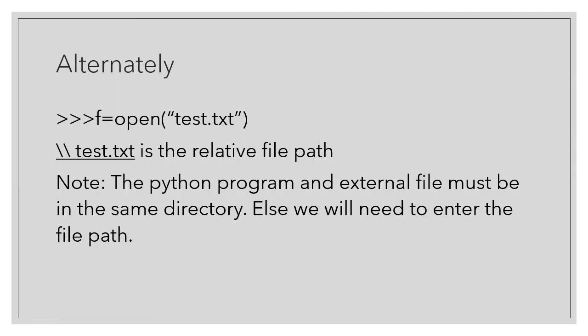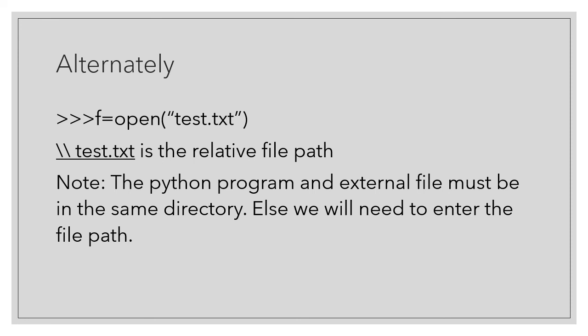Alternatively, if we don't want to use that, we can use f equal to open test.txt. Here the test.txt is the relative file path, because we'll have the same thing of the text file as well in the Python file. The text file is where the actual values are stored with the help of the Python program. That is a different one, and the test.py program can be stored separately in both folders.